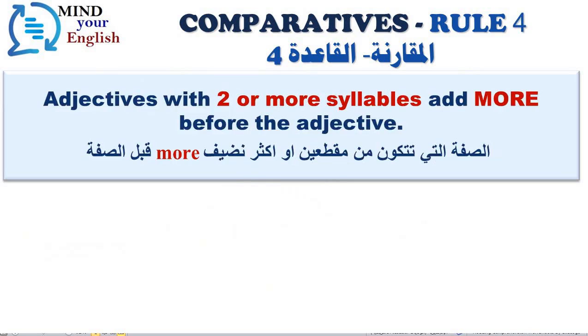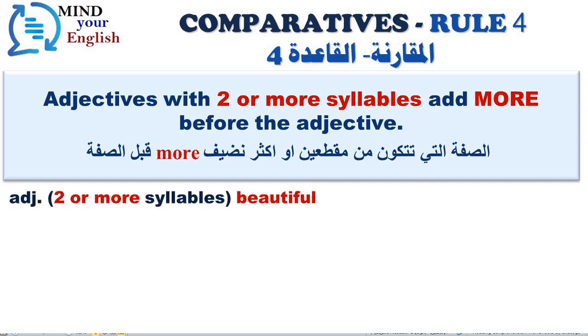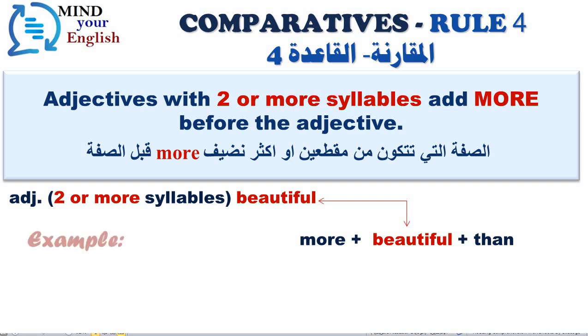Comparatives, Rule 4. Adjectives with two or more syllables. Add more before the adjective. Adjective with two or more syllables, like beautiful. Add more plus beautiful plus than. Example: Faiza is more beautiful than Sarah.